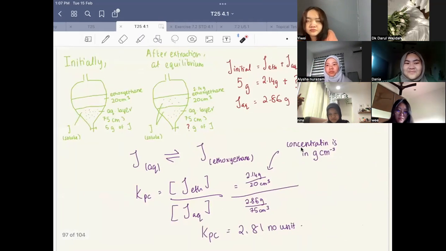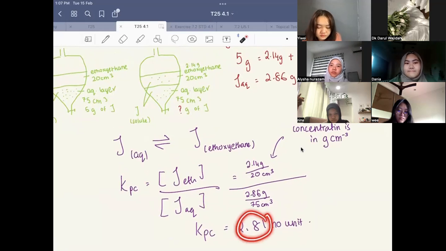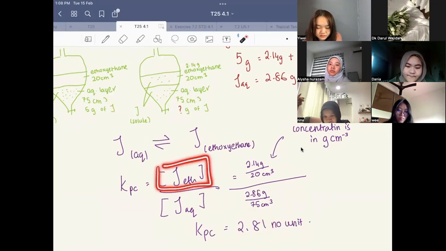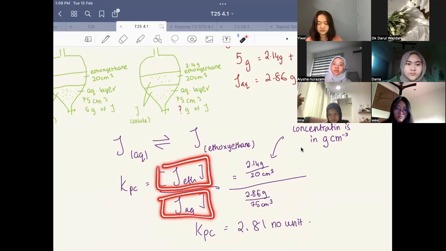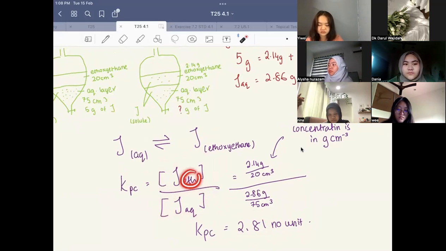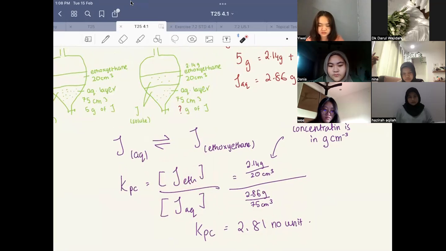This example 9.4, you can see that the number is 2.81. Now it's bigger than 1. So this suggests the top number of the KPC expression is higher than the bottom number, right? Which implies that J is more soluble in ETH, ethoxyethane, than it is in water. Are we all okay so far?